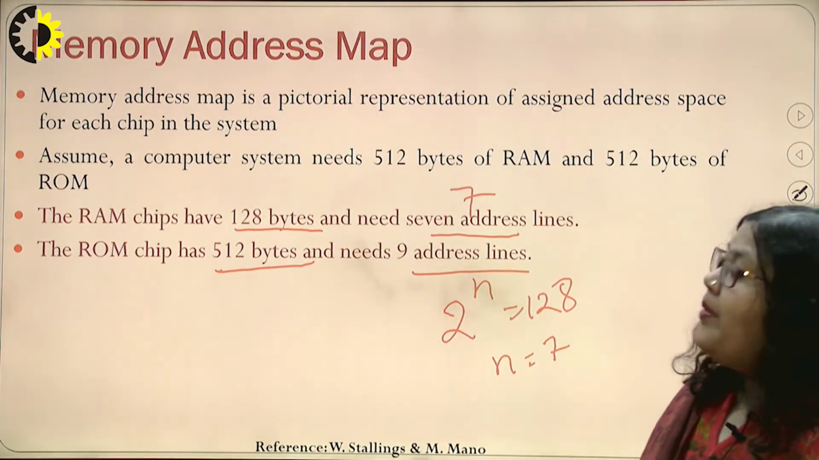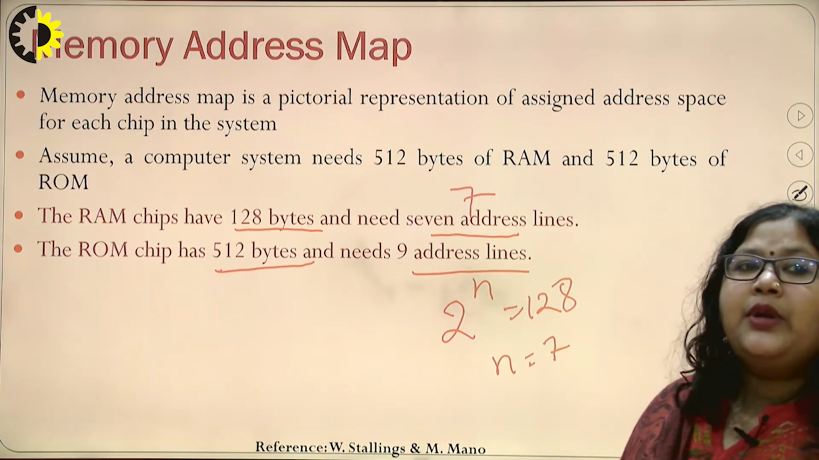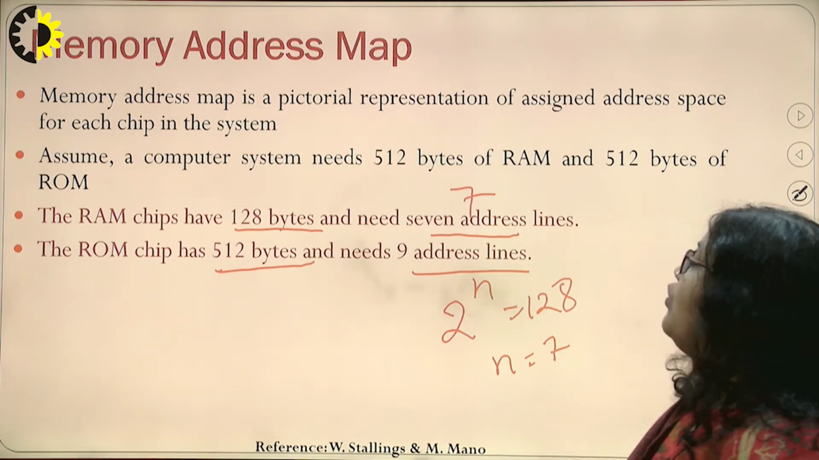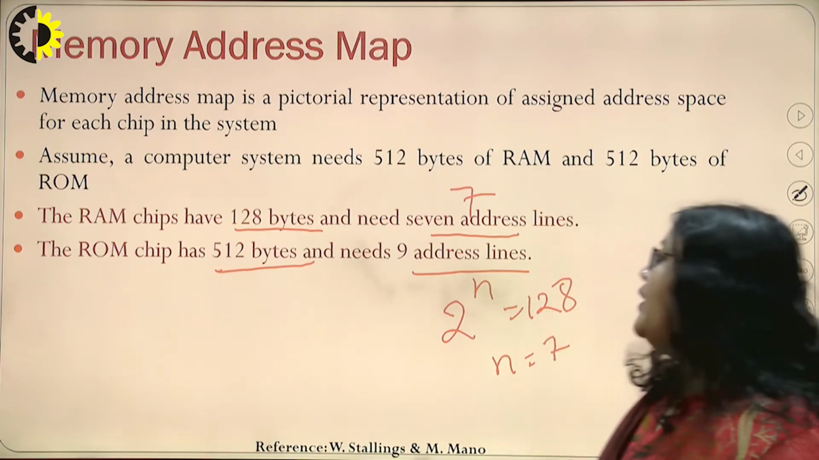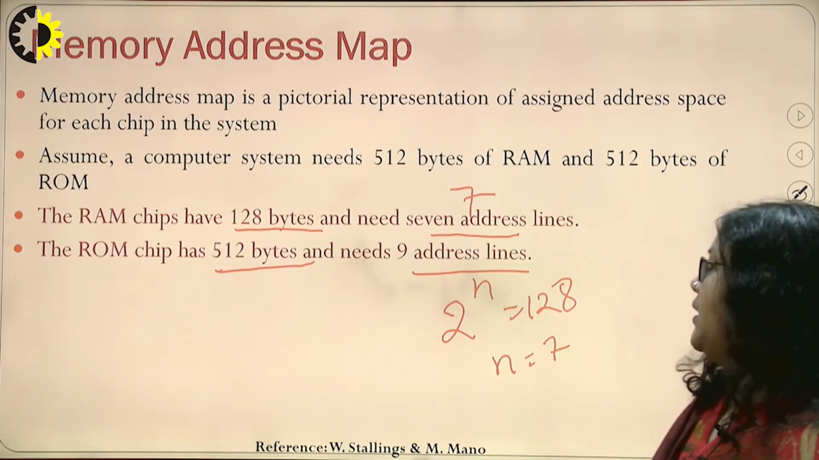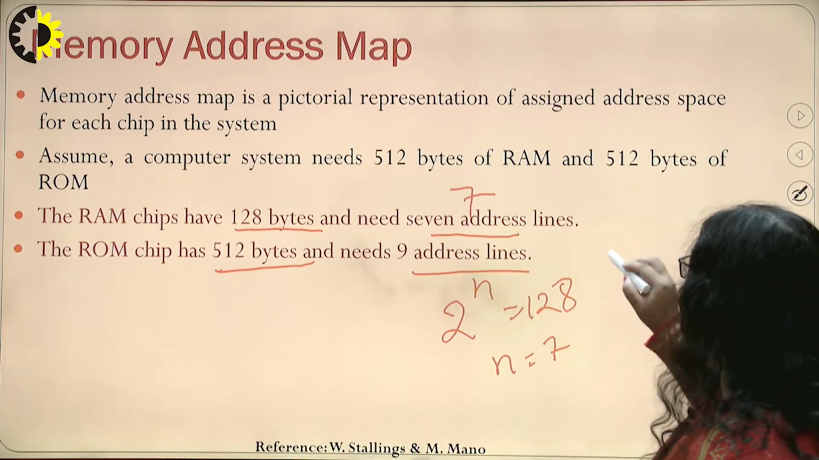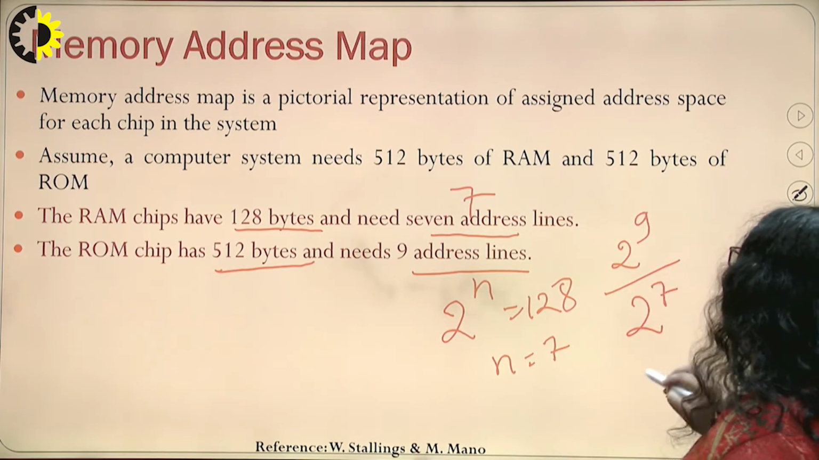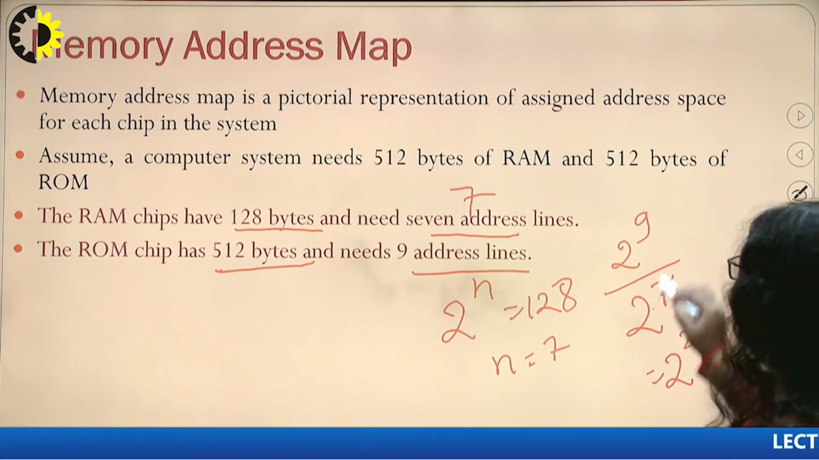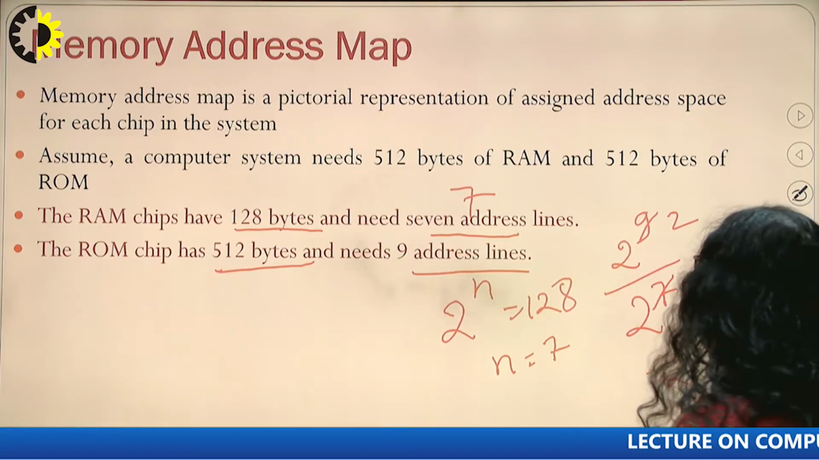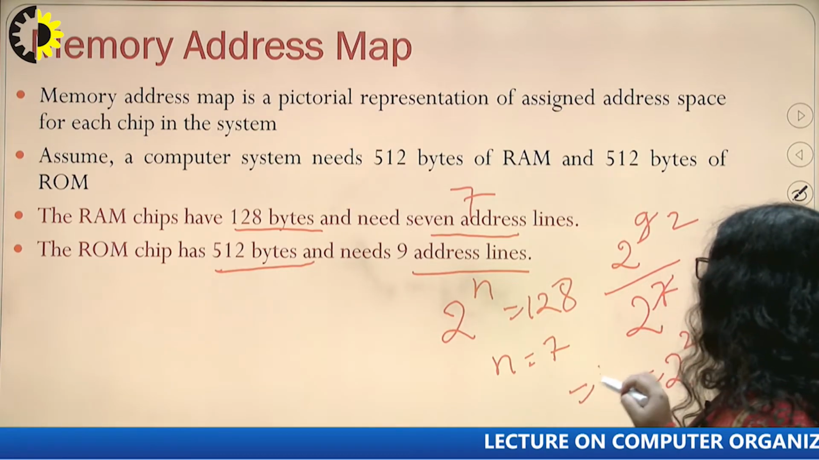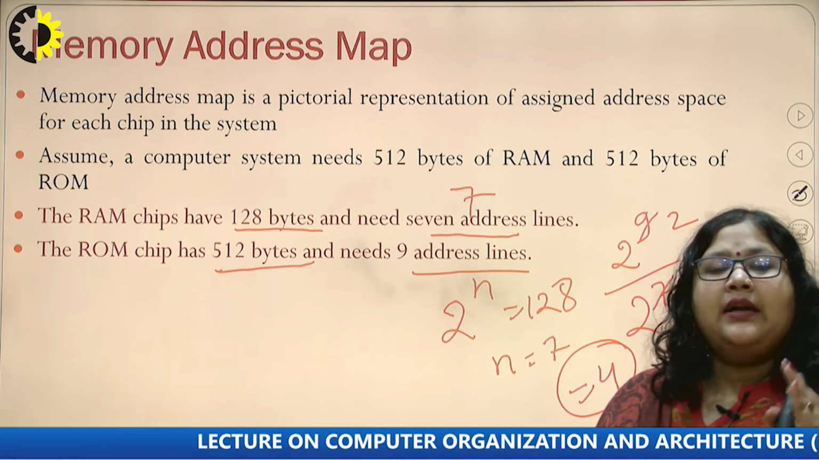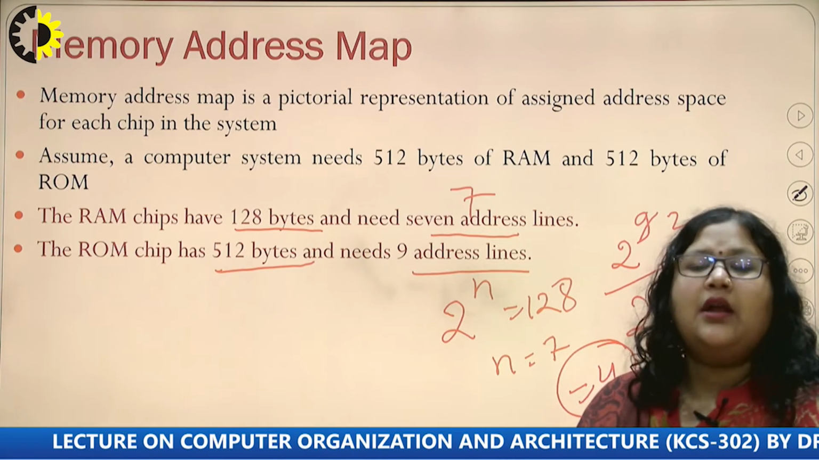Now, how many chips do we require in the design of the computer system? The need of the computer system is 512 bytes of RAM, but the size of the RAM chip is 128 bytes. So how many RAM chips are needed? The complete size is 2 to the power 9, and the individual RAM size is 2 to the power 7. So it is basically 2 to the power 2, which equals 4. So 4 RAM chips are required in this particular question. There are 4 RAM chips needed for construction of the computer system.